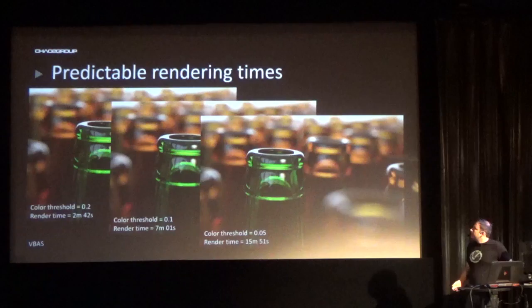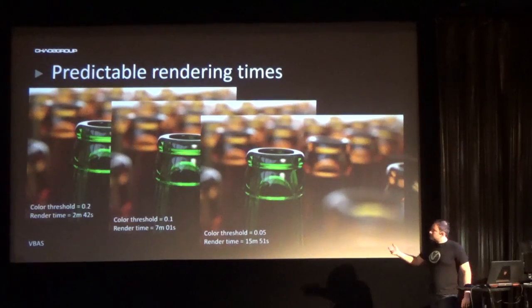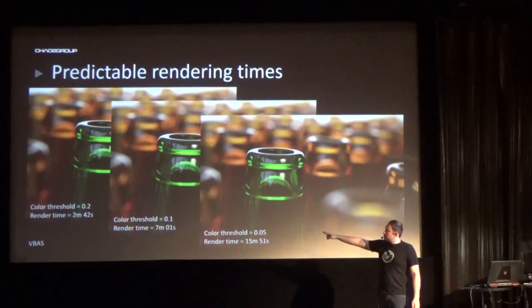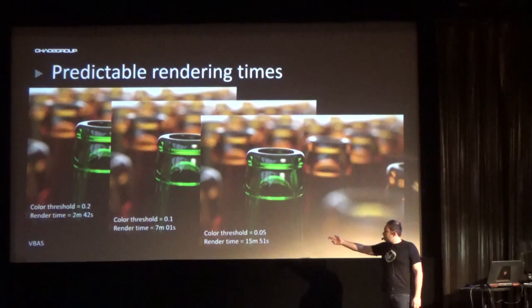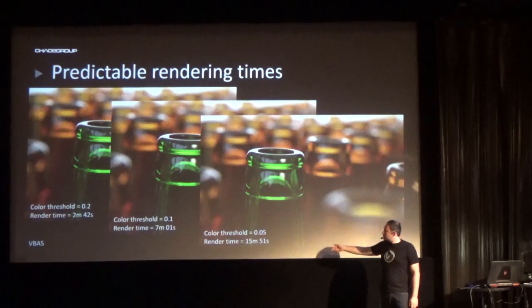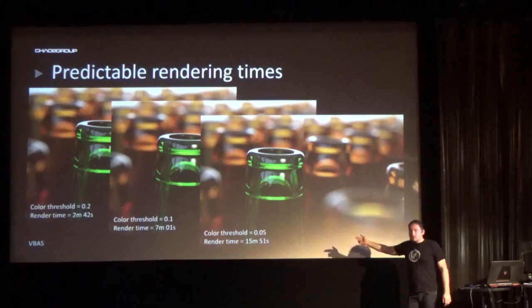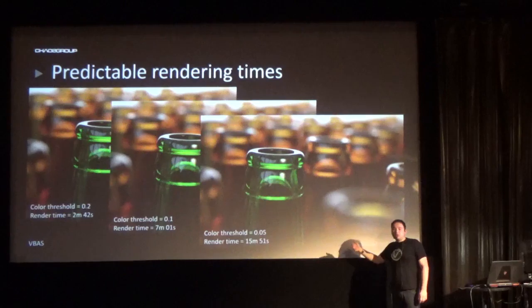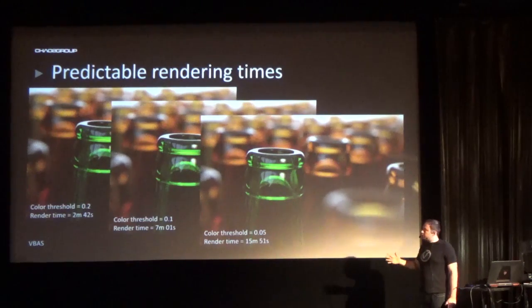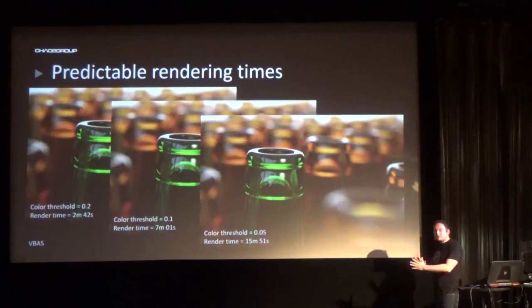larger than that. In the other case, it's much more predictable. We get 2 minutes and 42 seconds, then about 7 minutes, about 2.2 times slower, then almost 16 minutes, which is again about 2.2 times. This ratio is going to be kept as you change the color threshold.